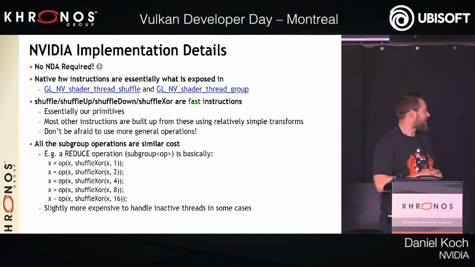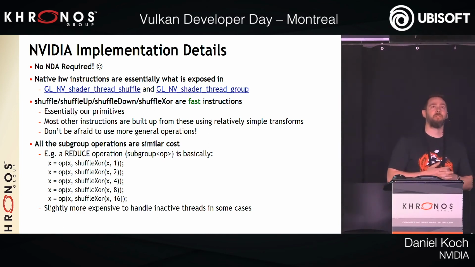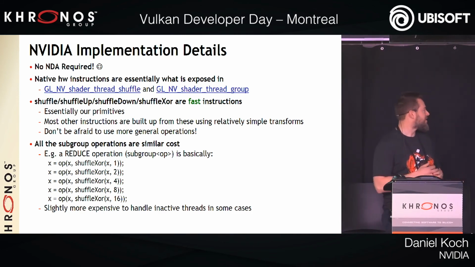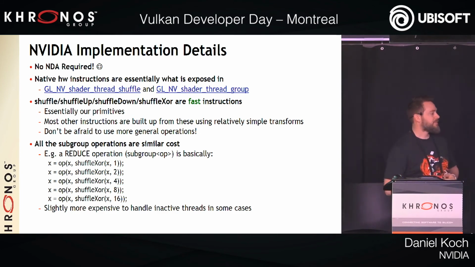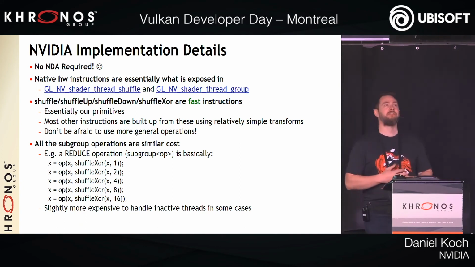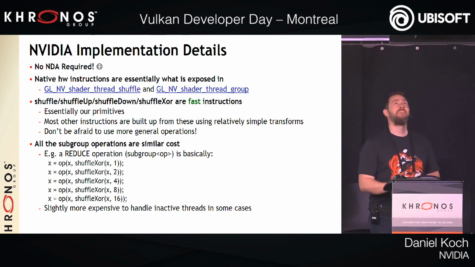And we don't have any major cliffs in our subgroup operations, so all the subgroup operations are relatively similar cost. So if you need to do a reduce operation, you can basically build it up from a set of shuffle XORs to swap your data around and then do the operation on it. There is some slightly more expensive handling of inactive threads in some cases, but I will not get into details on how that's done.